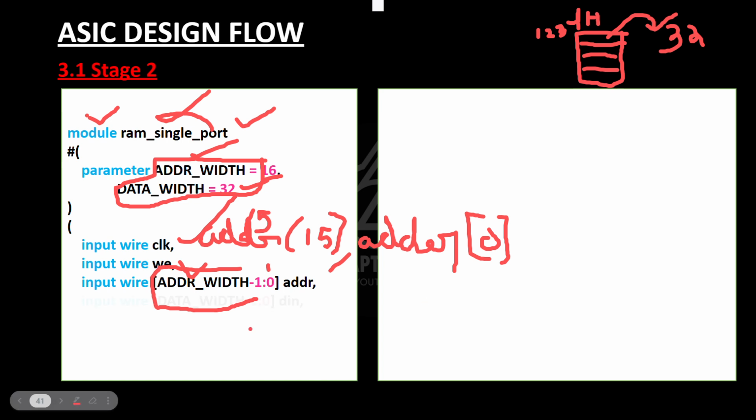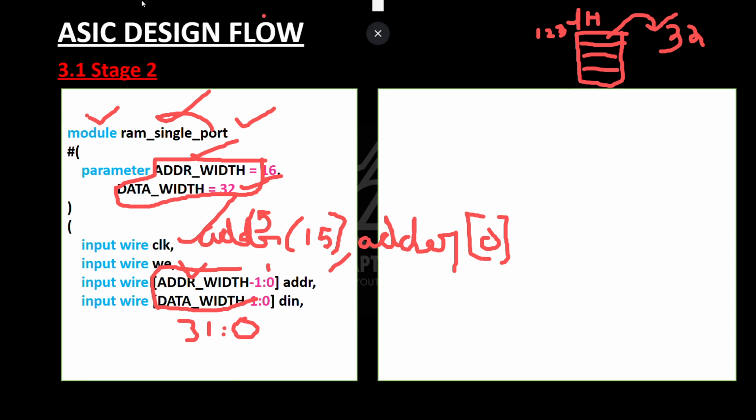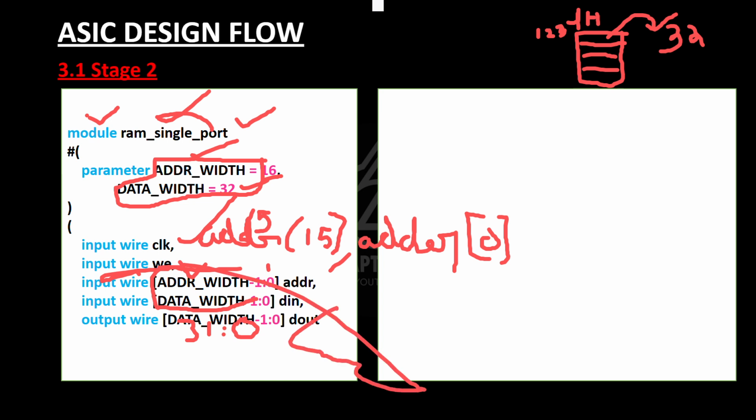Okay, next. Data in will similarly be 32. 32 minus 1 means 31. 31 colon 0 means a total of 32 bits. Because 1 to 31 is 31, and 0 is one extra bit, so it will be 32 bits. Okay, so we will represent it like this because all these are input signals. Output, D out will also be 32 bit.